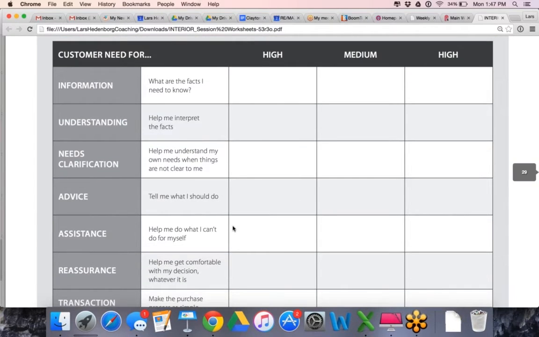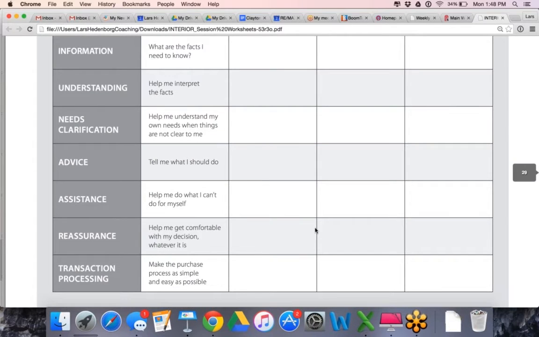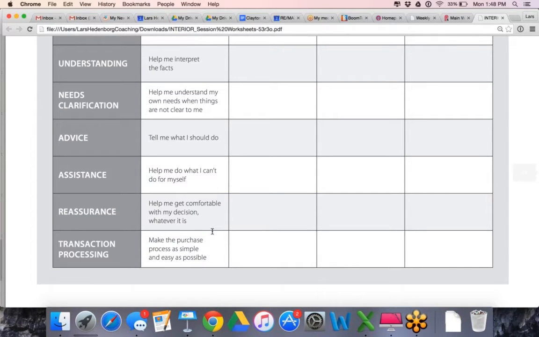Assistance: help me do what I can't do for myself. I think buyers perceive they can do it all. I think most sellers are probably medium to high here. Reassurance: help me get comfortable with my decision, whatever it is. I think in basic sales, you want to do some reassuring. Is that need high, medium, or low for buyers or sellers? And then transaction processing: make the purchase process as simple and as easy as possible.